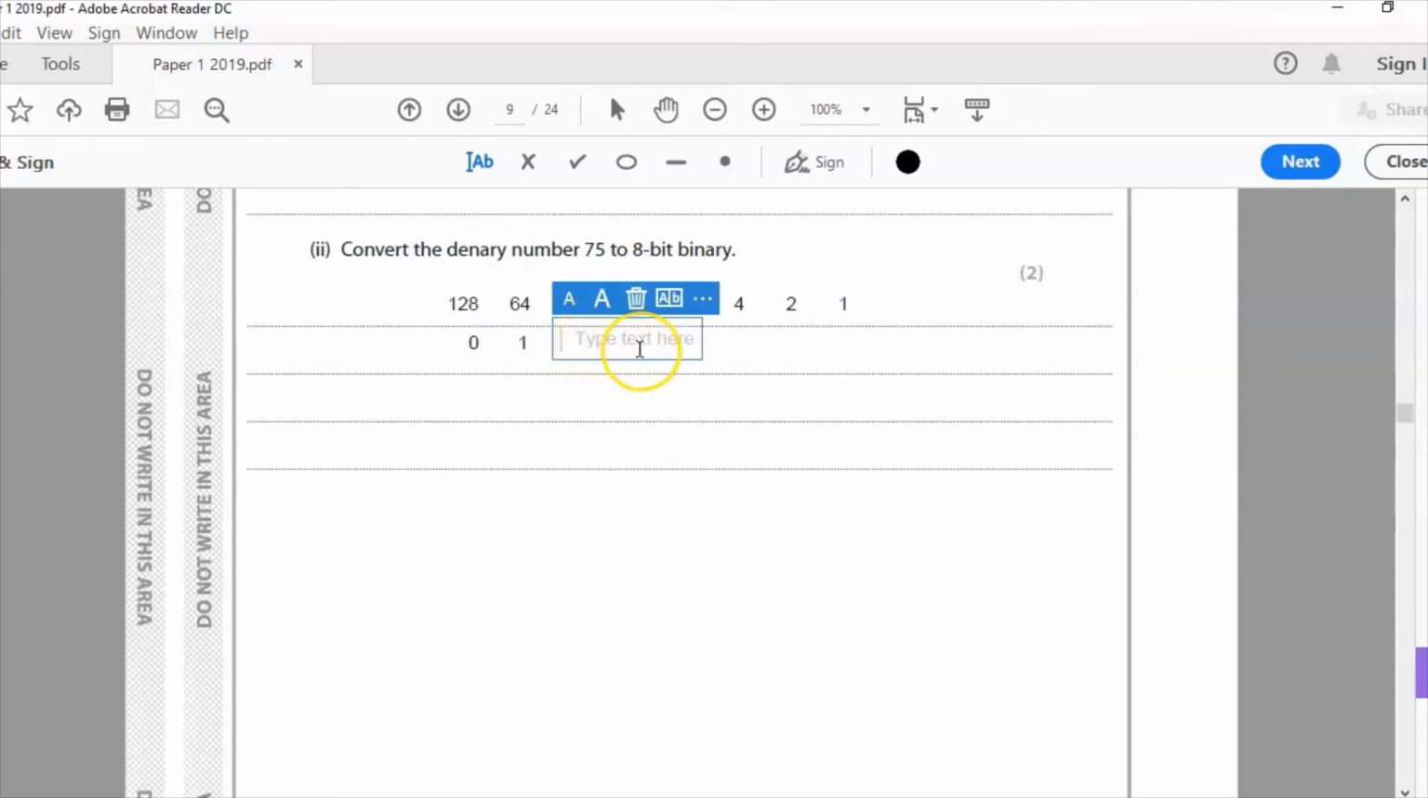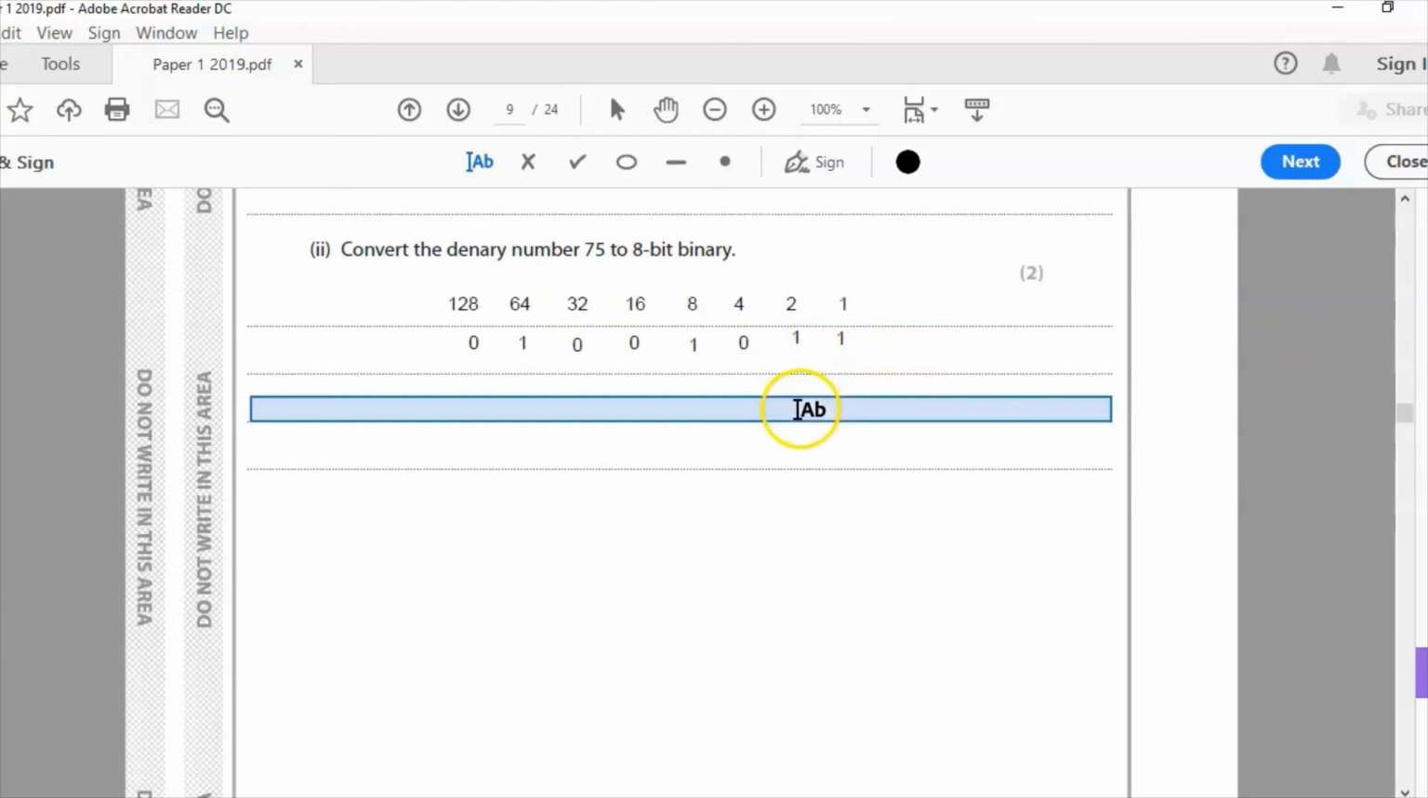Okay, do I need 32? 32 plus 64 will give me 96. That's far too much, so I'm going to place a 0 there. Do I need 16? 16 plus 64 will give me 80, and that's far too much, so I place a 0 there. So that means I'm definitely going to need 8. 8 plus 64 gives me 72. Do I need the 4? That would give me 76, so I don't need that. And then I definitely need the 2 and the 1. So I'm going to place ones in those place values there, and line that up neatly.